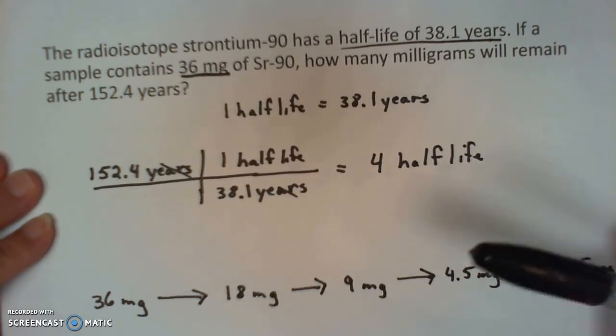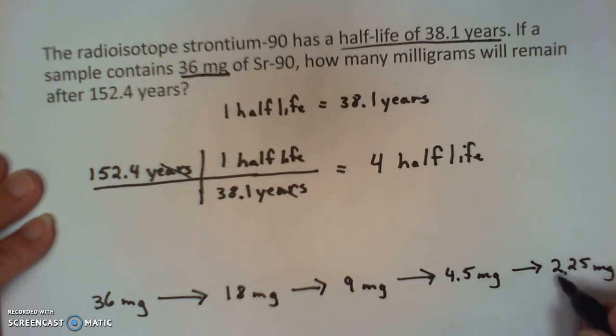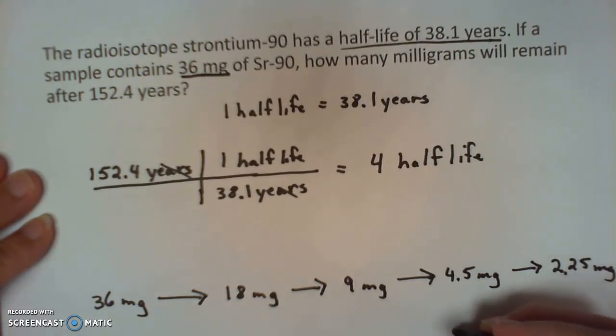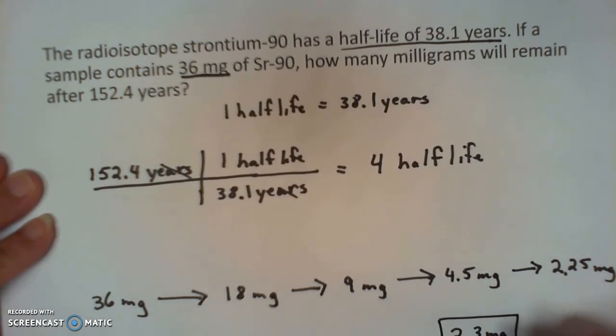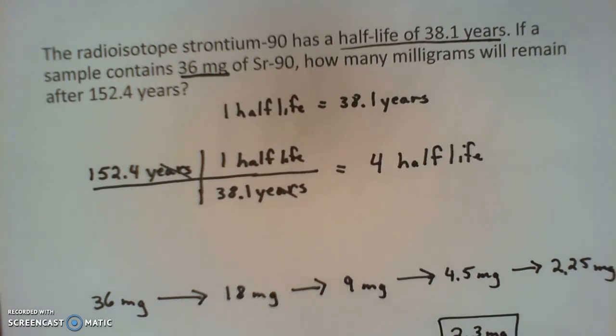And when we report this number, we're going to need to round it because we've got too many significant figures here. We only need 2 significant figures. So it'll be 2.3 milligrams is what we'll report. And that's it.